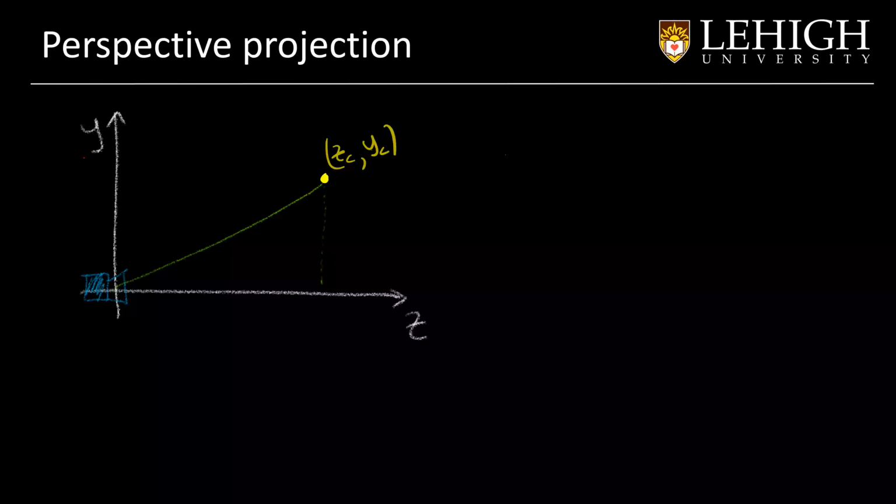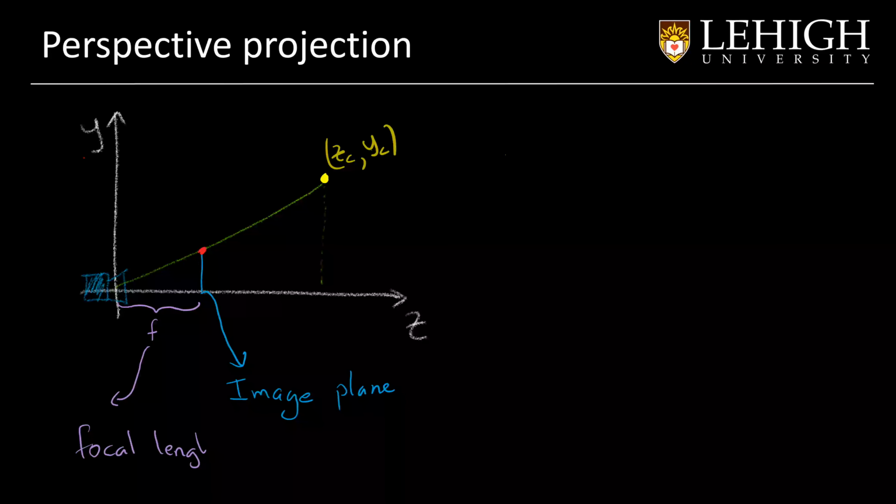This is the projection of the point into the camera, and that point passes through the image plane. That is where the point is projected. From the image plane to the focal point, we have something that is called the focal length, that distance from the image plane to the focal point.